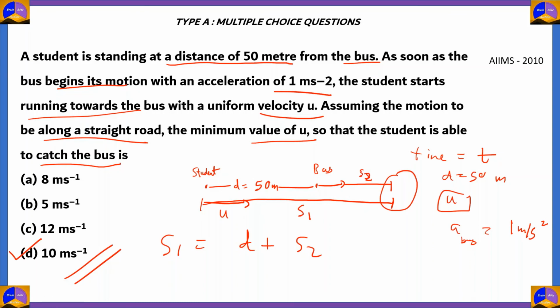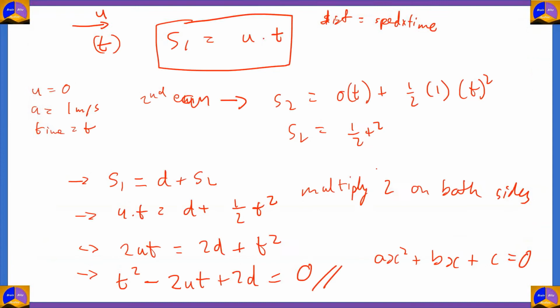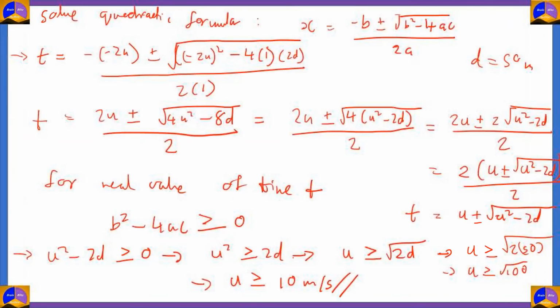So we first found out a quadratic equation which covers the scenario, and then we used the quadratic formula in order to find that out. And on finding u is greater than or equal to 10 meters per second, we can safely conclude that the minimum value must be 10 meters per second.